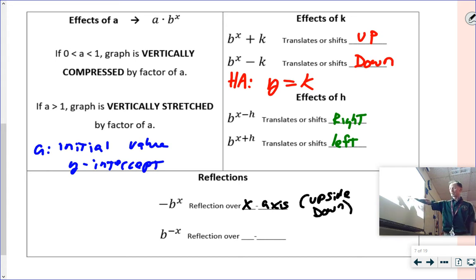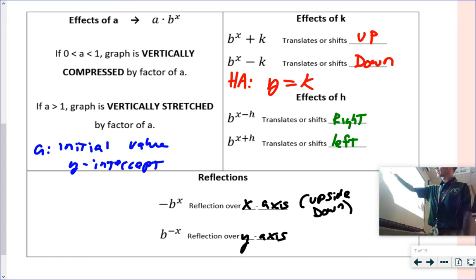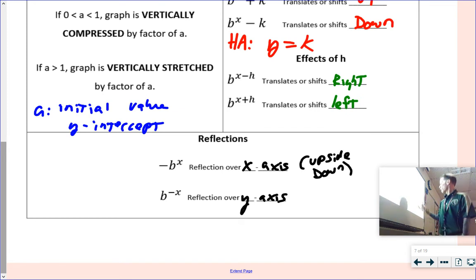And if there's a negative in the exponent, and you'll see even more of this later, if there's a negative in the exponent, it'll flip over the y-axis, which turns out just becomes an exponential decay function, because it just kind of flips everything upside down. Okay, so let's get into a couple of questions about how to write transformations.